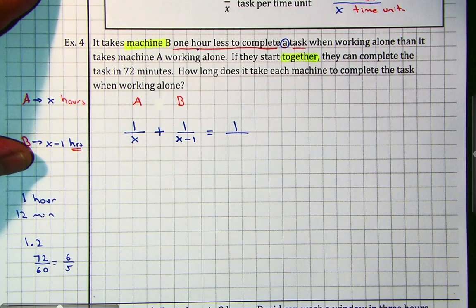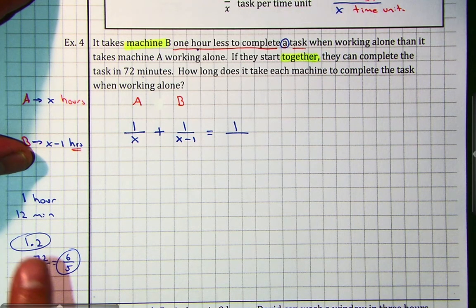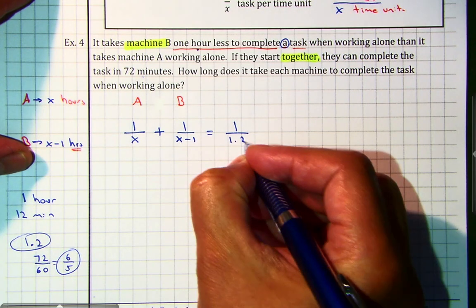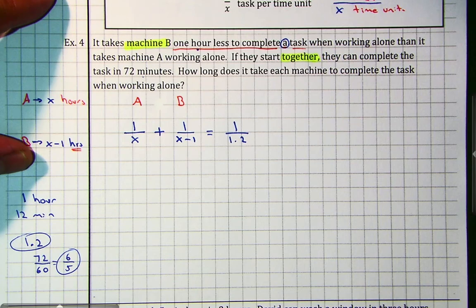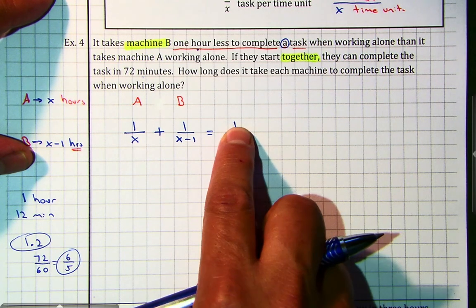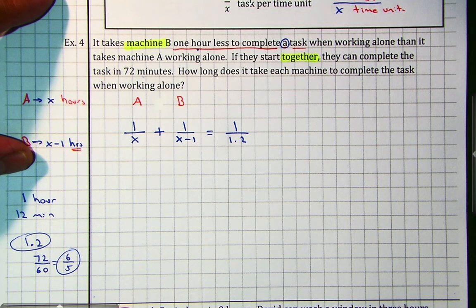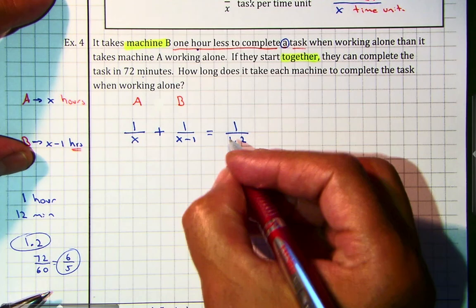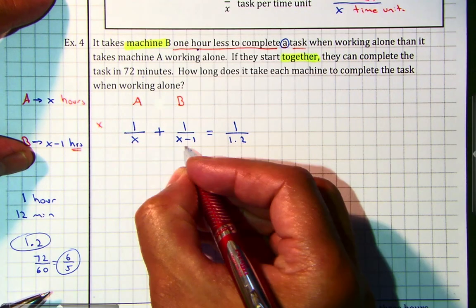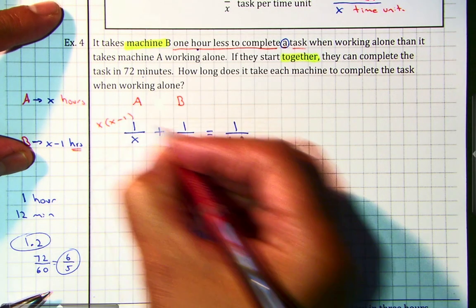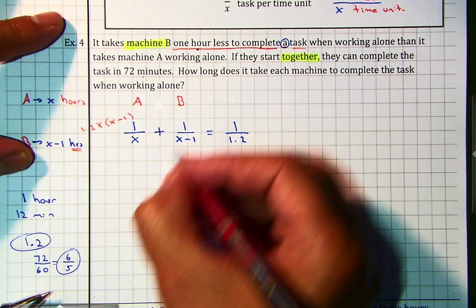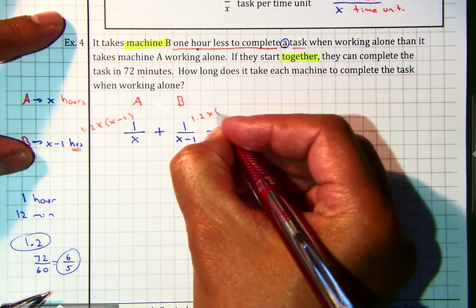So therefore, question, decimal or fraction? Which one do you prefer? Decimal? Perfect. Either one works fine. 1.2 hours. So working together, they'll complete 1 task in 1.2 hours. And now we just need to solve for x. I want to cancel my denominators, so I'm going to multiply each term by x, x minus 1, and 1.2. So multiply by 1.2, x minus 1.